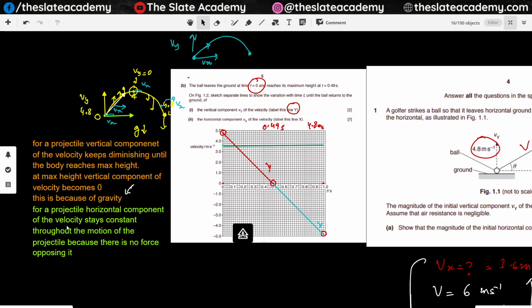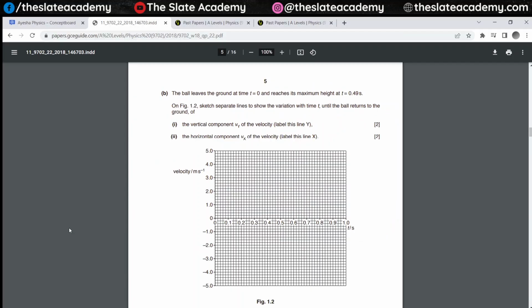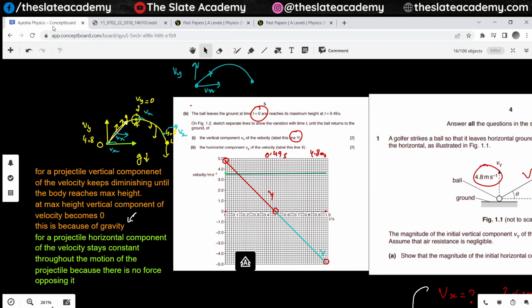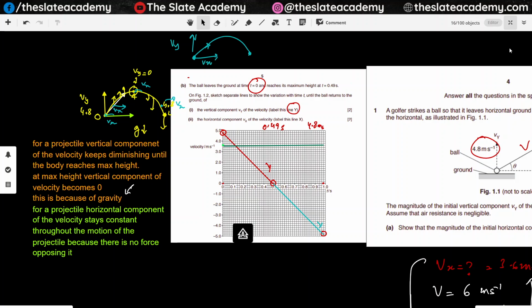Okay. Now let's look at the last part of the question which we are supposed to do right now. Part C: calculate the maximum height reached by the ball. Let me just note it down over here. Maximum height reached by the ball. Any idea, any clues of how we used to calculate the maximum height reached by the body?